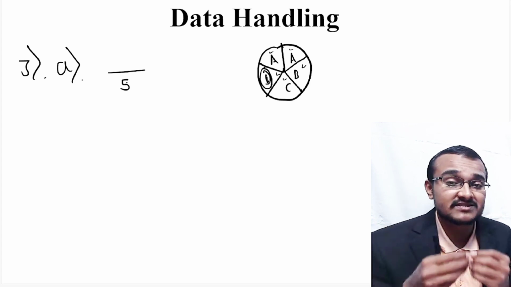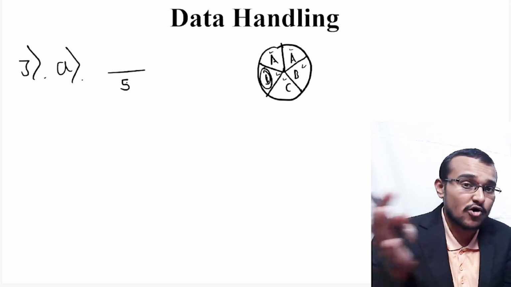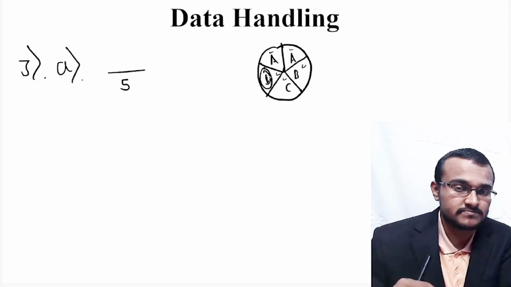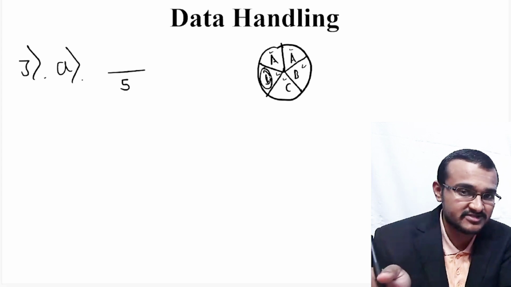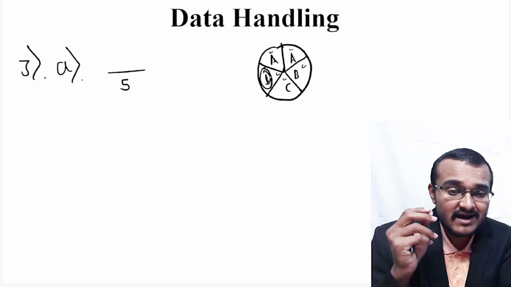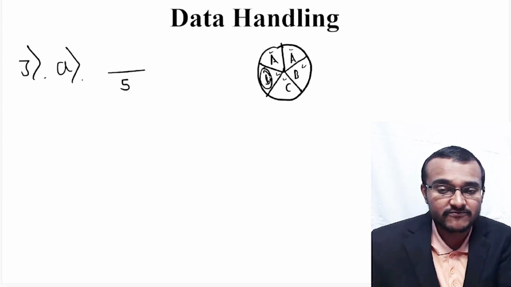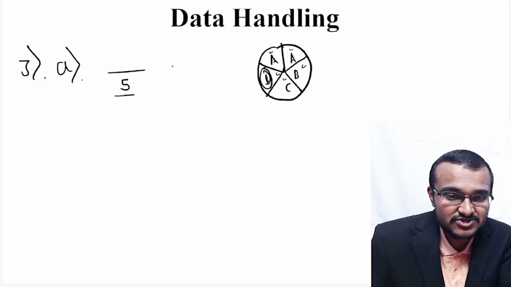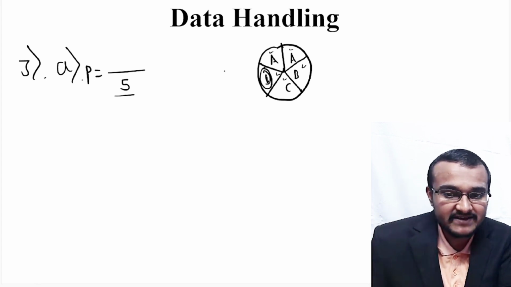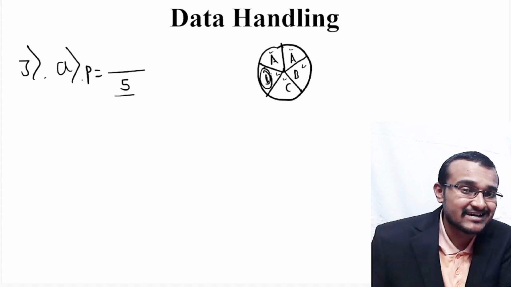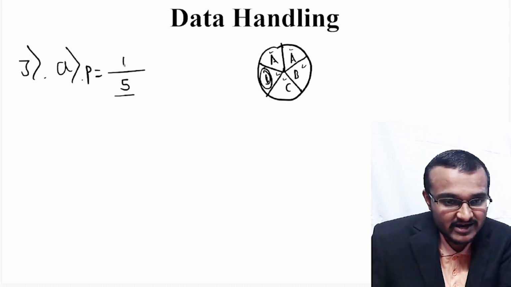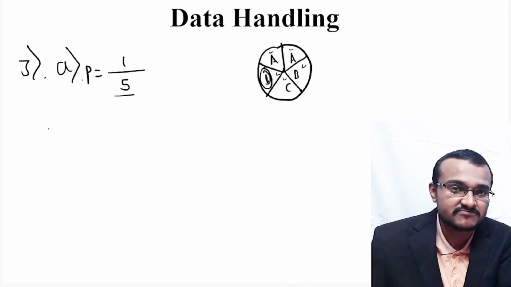But when you consider the probability, you should consider all 5 divisions because all 5 divisions are equally divided on that particular wheel. So you should consider all the divisions in this wheel and put that in the denominator. So 5 divisions are there, so I am putting 5 in the denominator. So this is the probability P. Probability P is equal to 1 by 5, because D is there on only one division out of 5 divisions. So that's why 1 by 5 will be the probability for this first question.